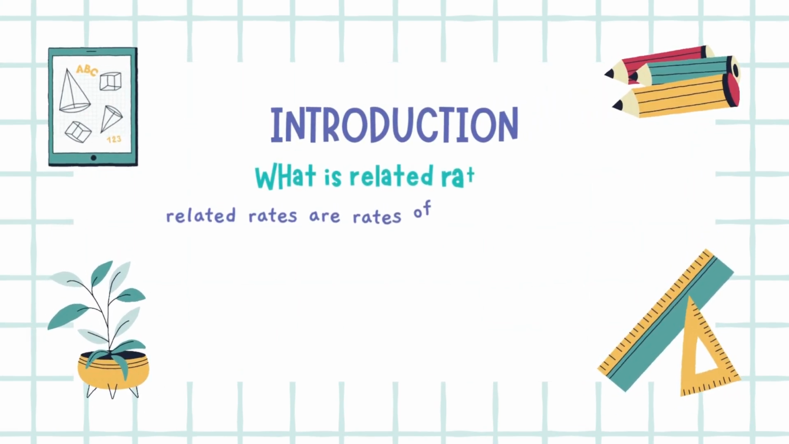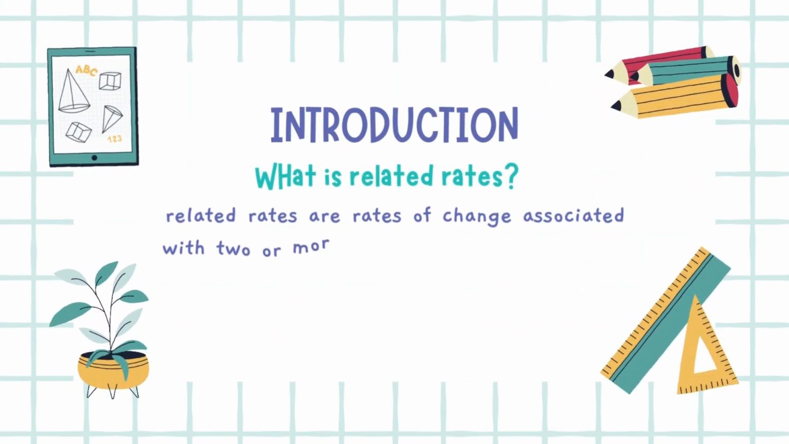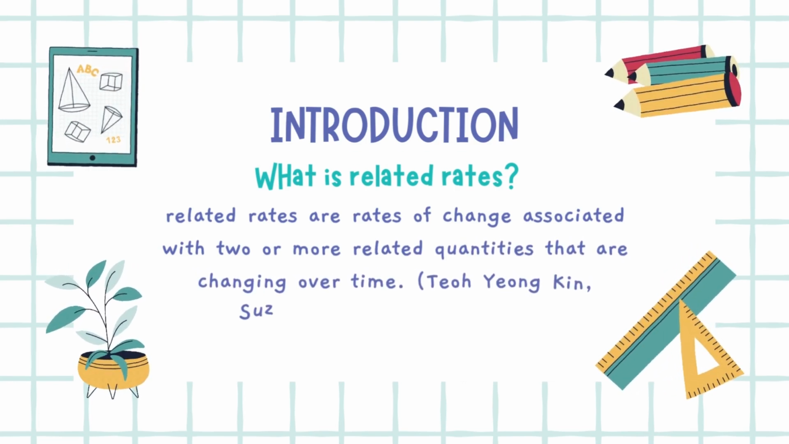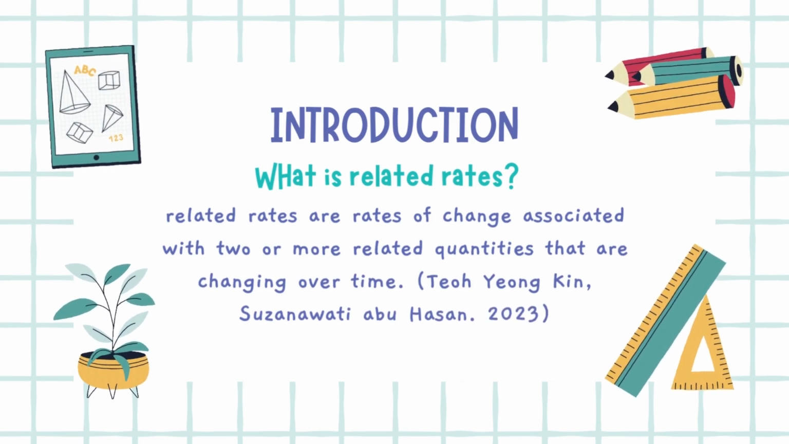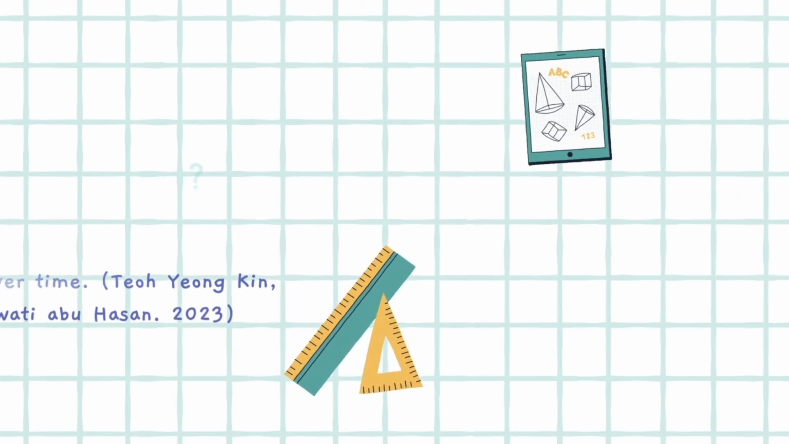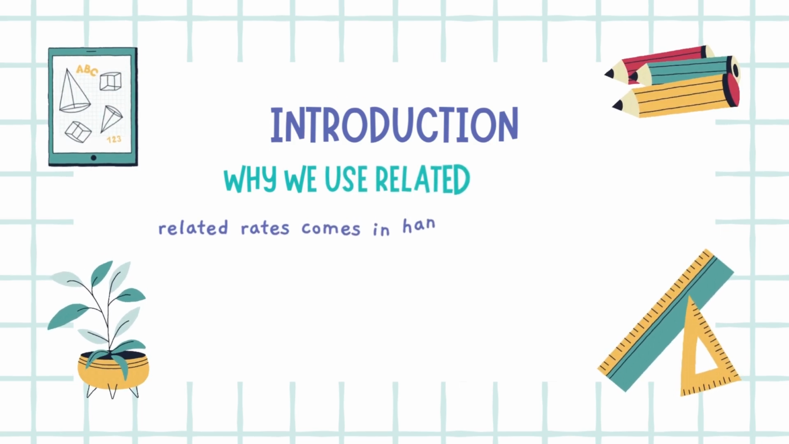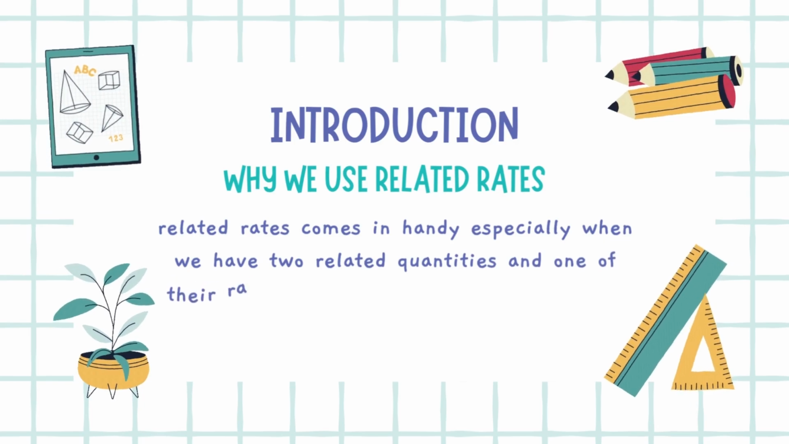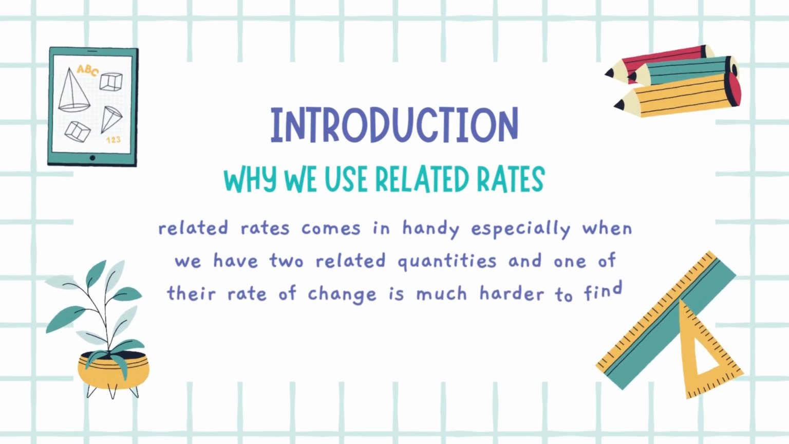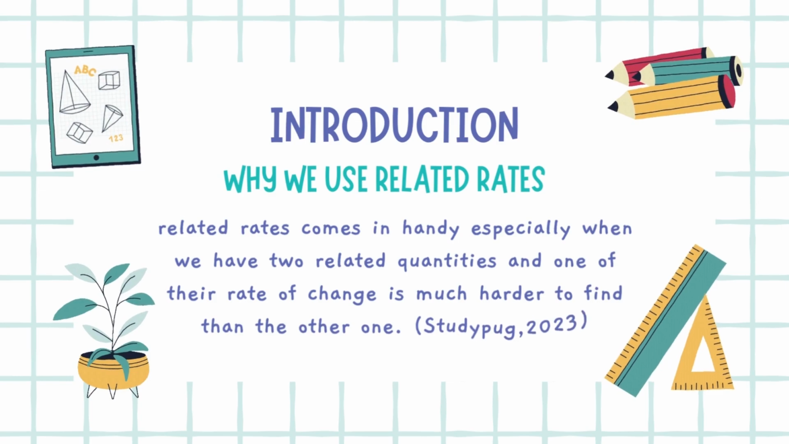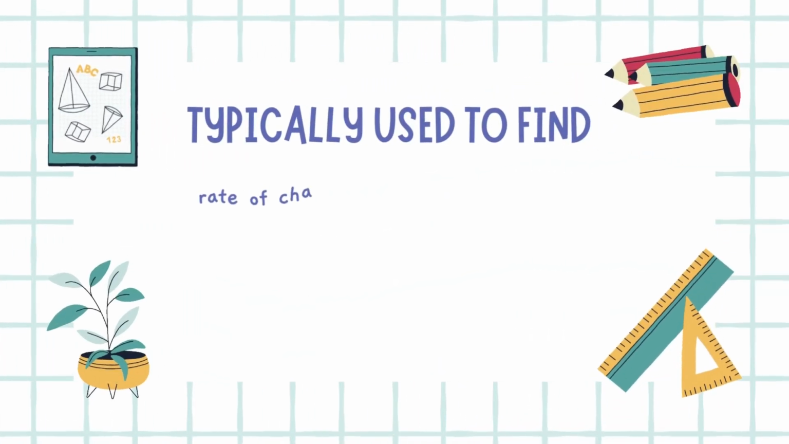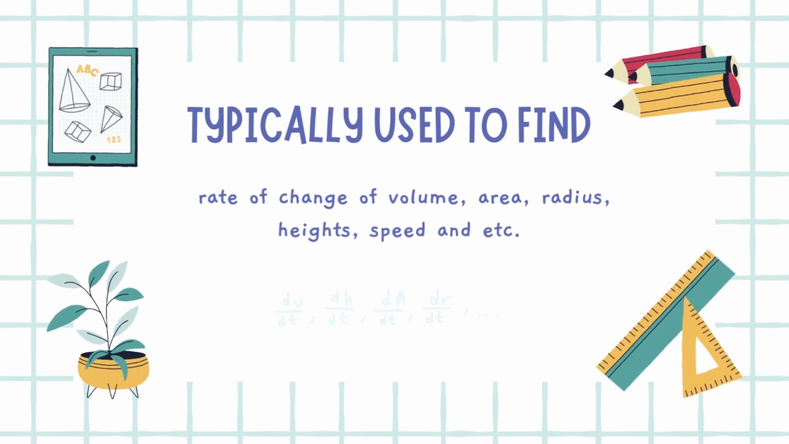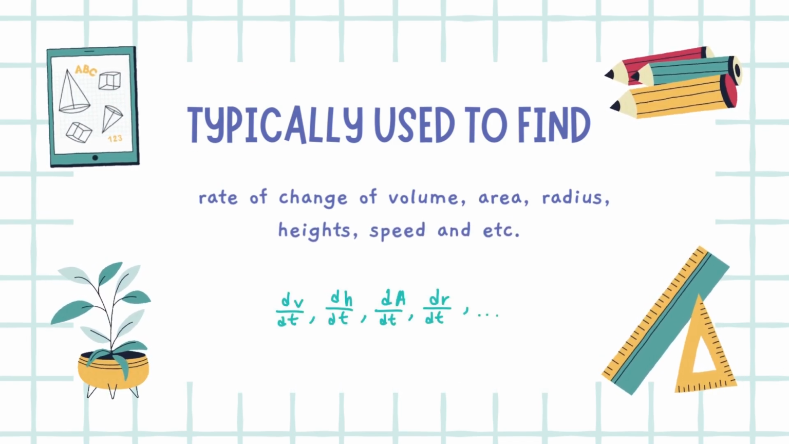Introduction. What is related rates? Related rates are rates of change associated with two or more related quantities that are changing over time. Why we use related rates? Related rates come in handy especially when we have two related quantities and one of the rates of change is much harder to find than the other one. Besides, related rates are typically used to find rate of change of volume, area, radius, height, speed, and etc.